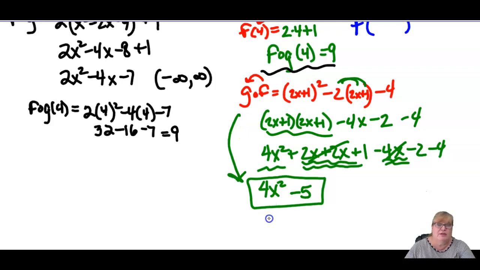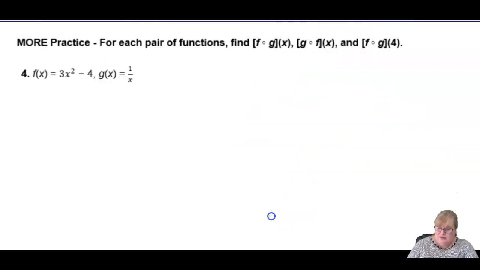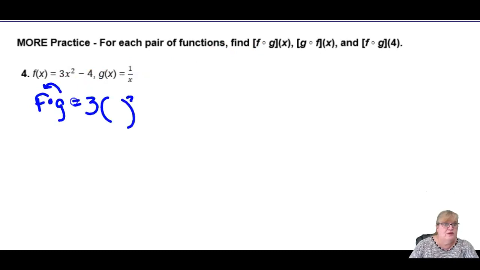Again, no denominators, no radicals, so if I needed to state the domain, it would be all real numbers. All right, a little more fun here. F of g means g goes into f. So we have 3 something squared minus 4. There's f. We're supposed to put g in there.